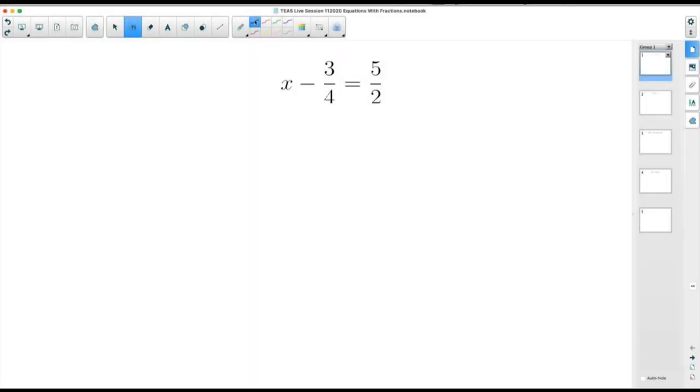The topic for tonight is equations with fractions. I want to show you a few techniques in terms of solving these.